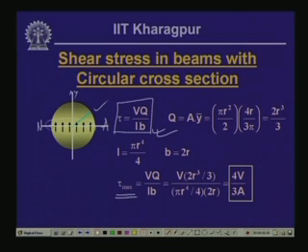and consequently if we compute, the maximum shear stress which we get at the neutral axis is equal to 4/3 V by A, and this again we compute from V q by I b, and q is the moment of the area above the section where we are considering the shear stress, which is the neutral axis in this particular case. So, the maximum value of shear stress for the circular cross section is 4/3 V by A, where again A is the cross sectional area of the circular section.